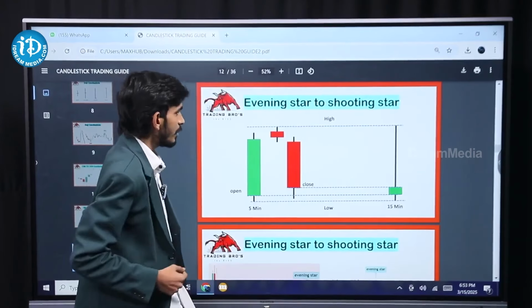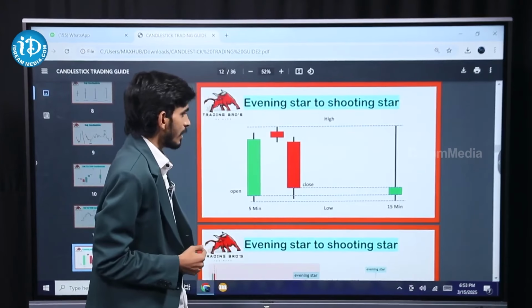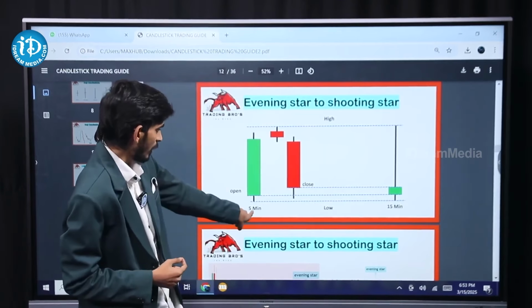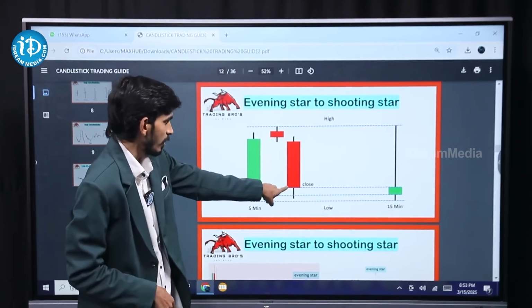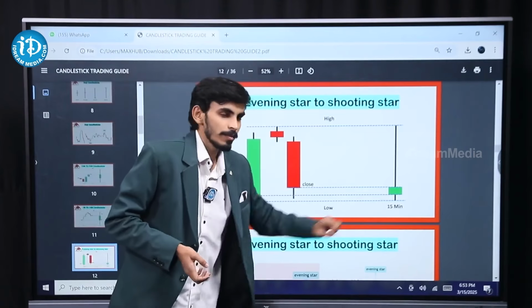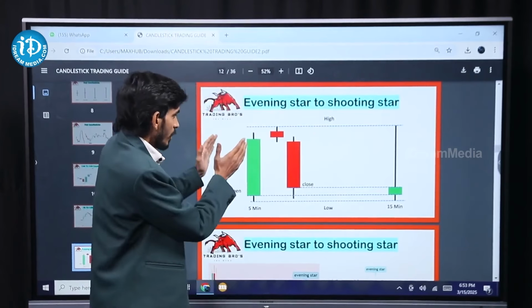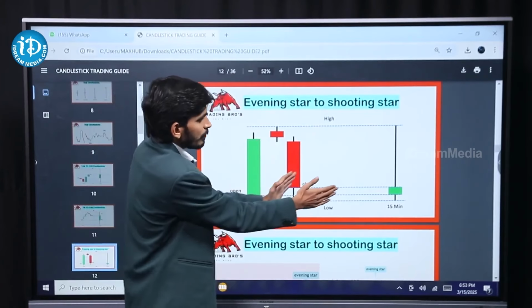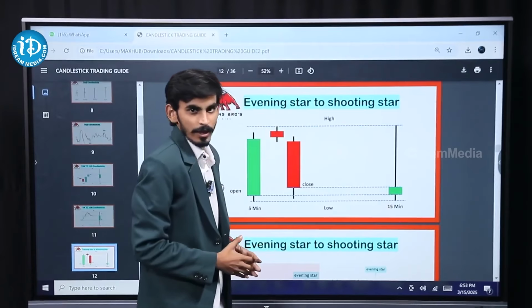Then the evening star. What does an evening star mean? Suppose it is generated in the market like this. Look here, this is a 5-minute candle, this is a 5-minute candle, this is a 5-minute candle. If you add 3 5-minute candles, it is a 15-minute candle, right? So you got 3 candles like this in 5 minutes, that means it will be like this in 15 minutes. Okay, I think I understand.